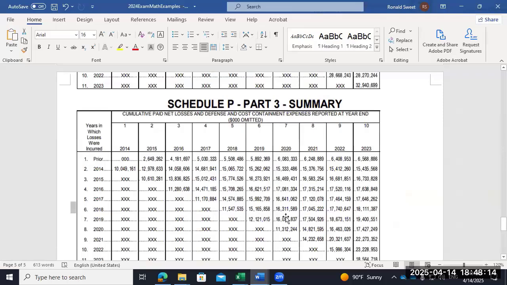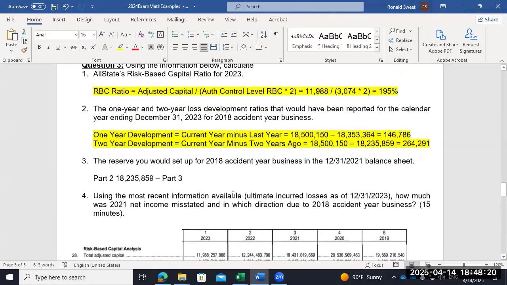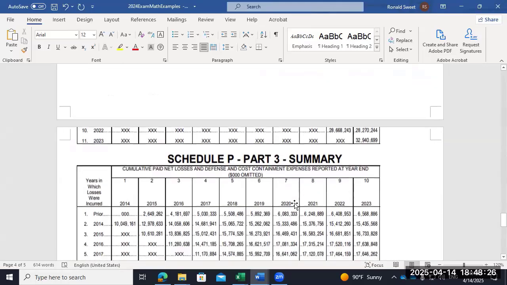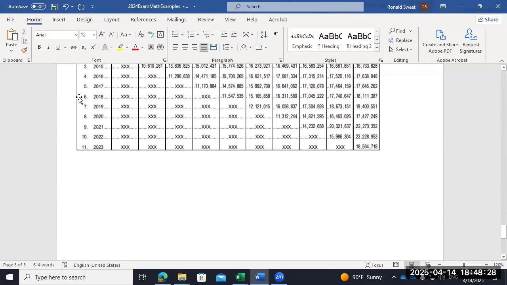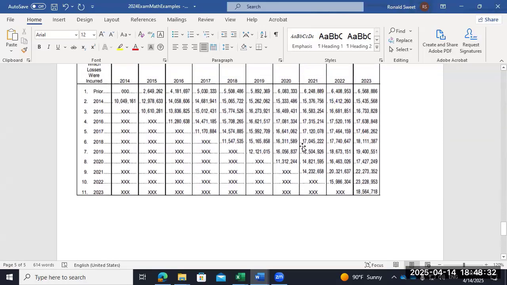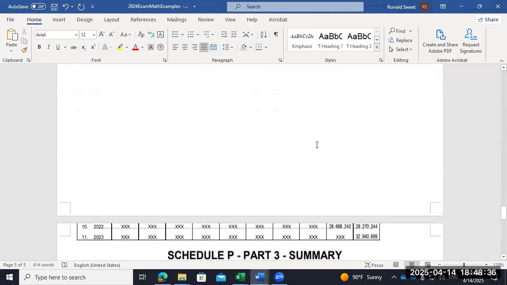So 2018, they paid 17,045,222. Pull the right number. Do y'all see that number? 2018 or 2021, 17,045,222. Everybody see that?